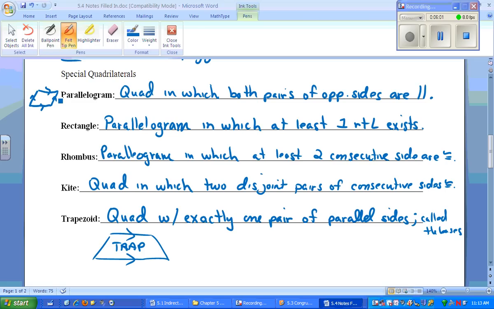A rectangle now is a parallelogram, so it has those sides parallel, in which at least one right angle exists. So you took the idea that it was a parallelogram, and you created one right angle. But not only are you going to have one right angle, it's going to come into four right angles because you have one, and these are going to be parallel.